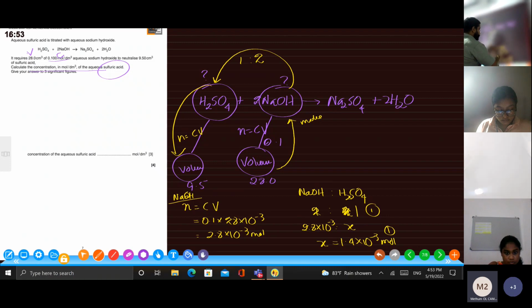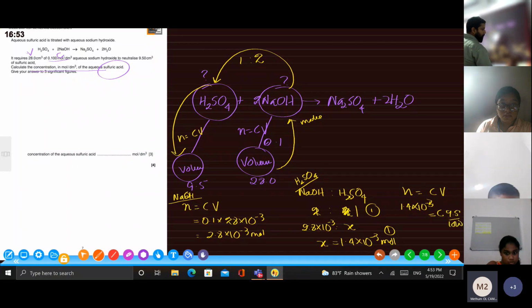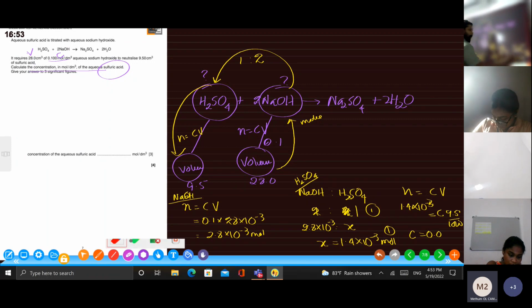And then you are going to find, so this is the moles of sulfuric acid, and you are going to find the concentration using n equals CV. And moles, you know, 1.4 into 10 to the power minus 3, and the concentration unknown, volume is what? 9.5, but it should be divided by 1000. Give me the final answer. 0.147.